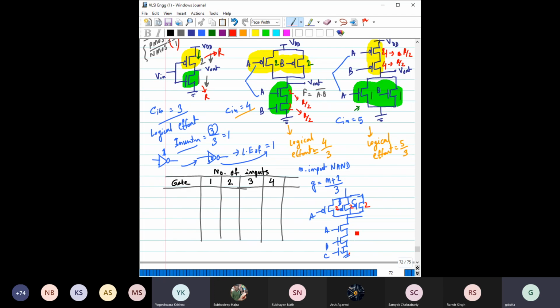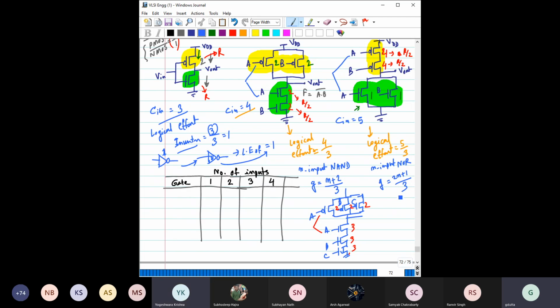Yes, Shamukh, can you comment on this? 3. So 3, 3, 3, right? Then if you see what is the input capacitance, it is 2 plus 3, 5, right? So you make it here 3, so 3 plus 2, it is 5, so 5 by 3. Similarly, for an n input NOR gate, the logical effort is given by (2n plus 1) by 3.